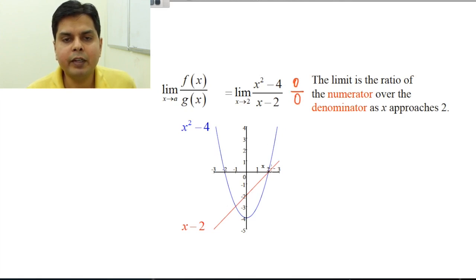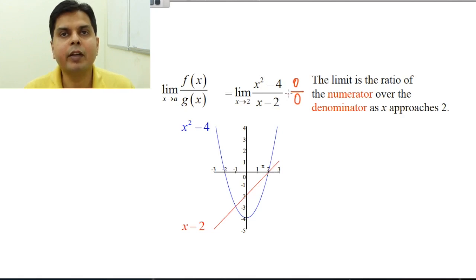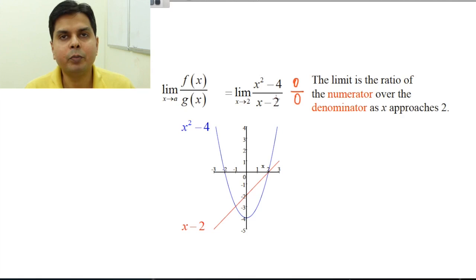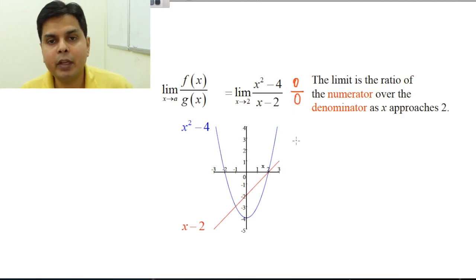Now I have to find the limit of this thing at x is equal to 2. But the problem is that at x is equal to 2, both the numerator and the denominator have value 0. So I cannot substitute the value at x is equal to 2, because I will get this 0 by 0. So what is the second best possibility I have?